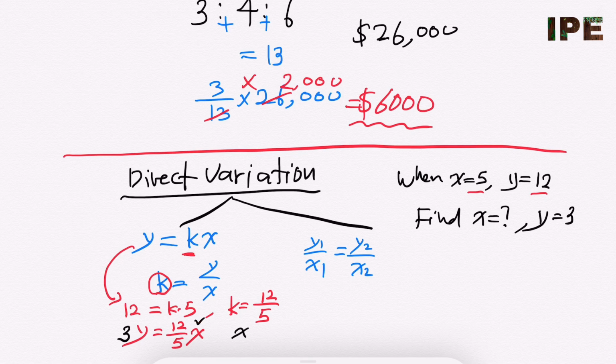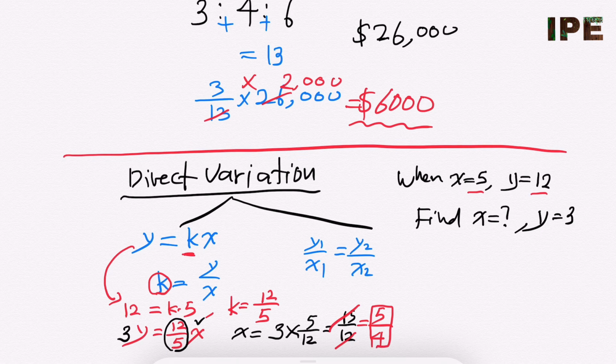So what is x equals? 3 times the reciprocal of 12 over 5, which is 5 over 12. So 15 over 12. So 3 times 5, 3 times 4. So your final answer is 5 over 4.